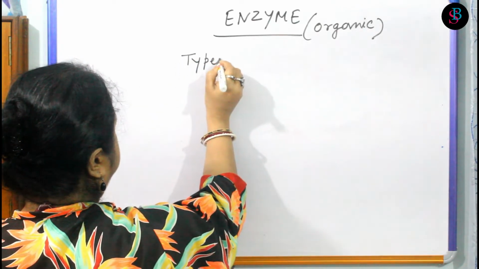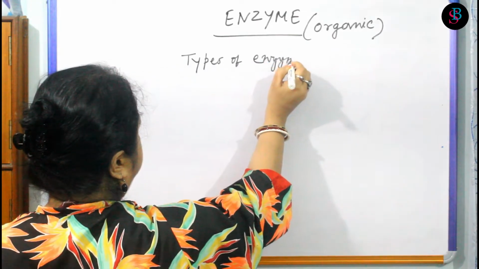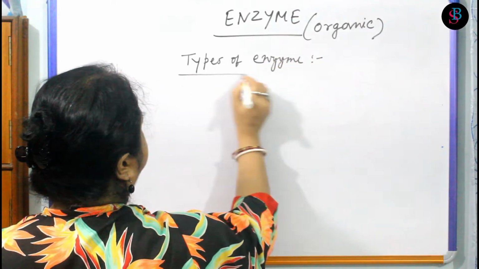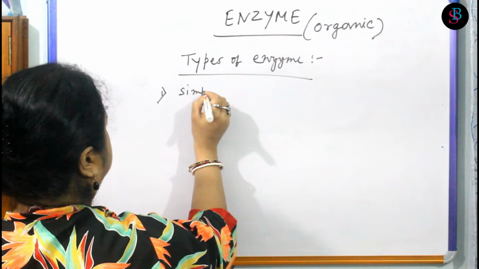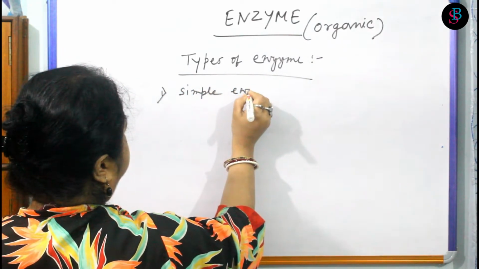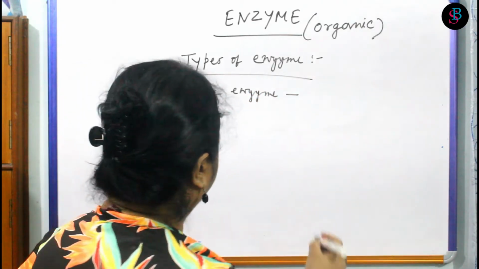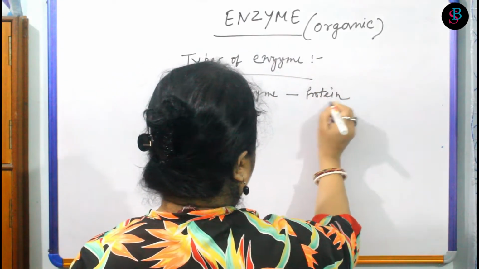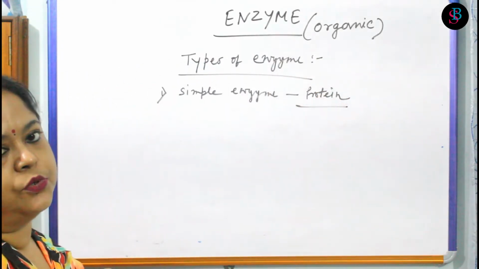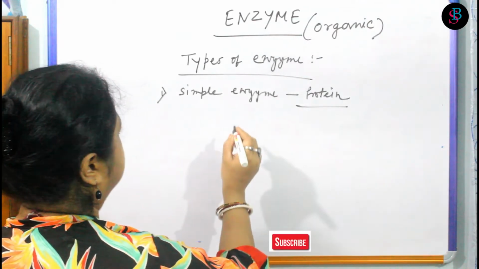Types of enzyme. Number one, simple enzyme, which is made up of only protein. इसमें प्रोटीन छोड़ कर और कुछ नहीं रहता है, only protein is there. So protein is the main ingredient and it's the only one. केवल प्रोटीन से बना हुआ है. This is the simple enzyme.